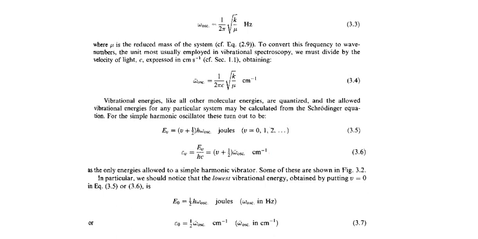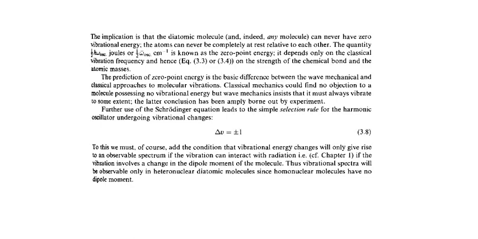Now if you plug in the value v equal to 0, you get half hω oscillation in joules, or half ω̄ oscillation in centimeter inverse. That's the ground state energy, or it's called zero point energy. But here in the case of vibrational energy, you can see that zero point energy is not 0. It is half hω oscillation. Quite unlike rotational energy levels, where you saw that the ground state rotational energy was 0. But in the case of vibrational energy, it is not so. Zero point energy is not 0.